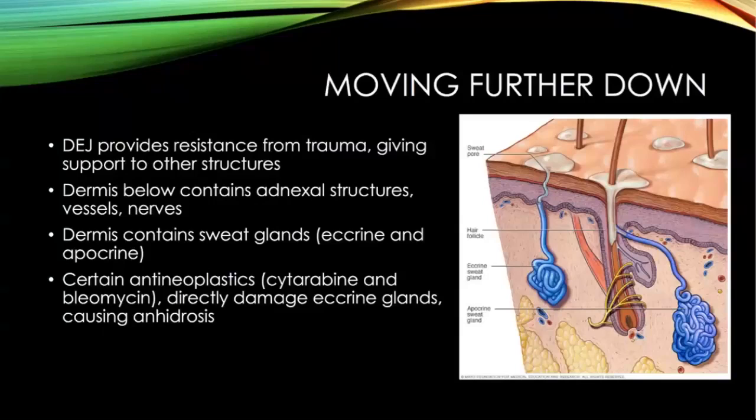Your skin actually has two types of sweat glands. You have your eccrine glands and your apocrine glands. The eccrine glands are over most of your body and open directly onto the surface of your skin. The apocrine glands open into a hair follicle, and this leads to the surface of your skin. And apocrine glands, because they're around hair follicles, develop in areas that are abundant in hair follicles, such as your scalp, your armpits, as well as your groin. Now, certain anti-neoplastic agents, specifically cytarabine and bleomycin, directly damage the eccrine glands, and this leads to a condition called anhidrosis.